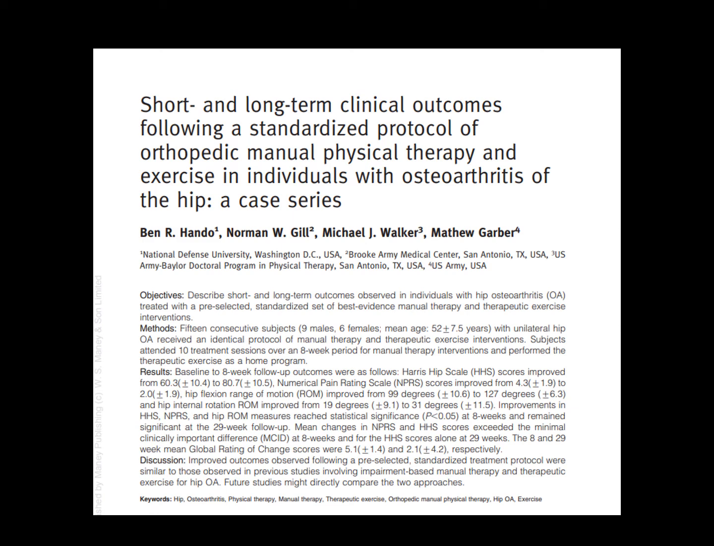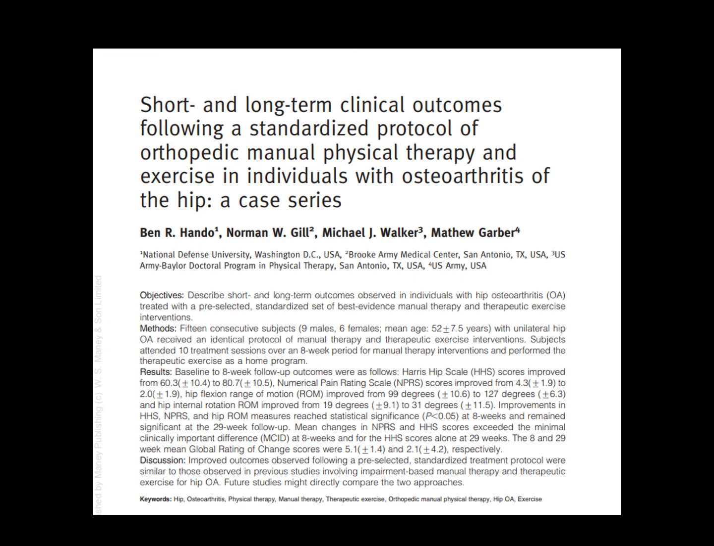And they took 15 consecutive patients, mean age of 52 years, with unilateral hip OA, and they took them through a program of over 8 weeks of 10 visits, and each visit was about 30 minutes. And let's go ahead and talk through this trial, okay, and help you understand some of the subtle nuances of it and some of the outcomes associated with it.